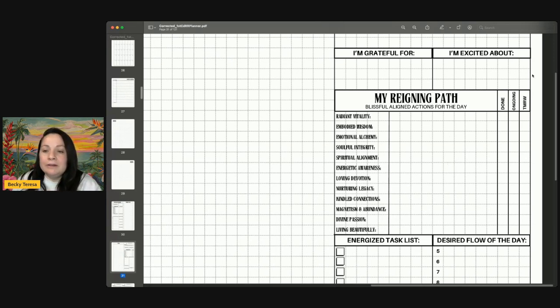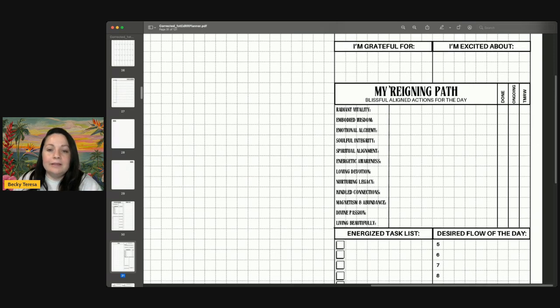Okay, so then we go down to the rating path again. So again, this is, like I said, the crux of the planner. This is the meat and potatoes here. So, what are your blissful aligned actions for the day for all of these categories? You can just transfer the exact same ones that you had for the week. You can put them in here, or you can get more specific.